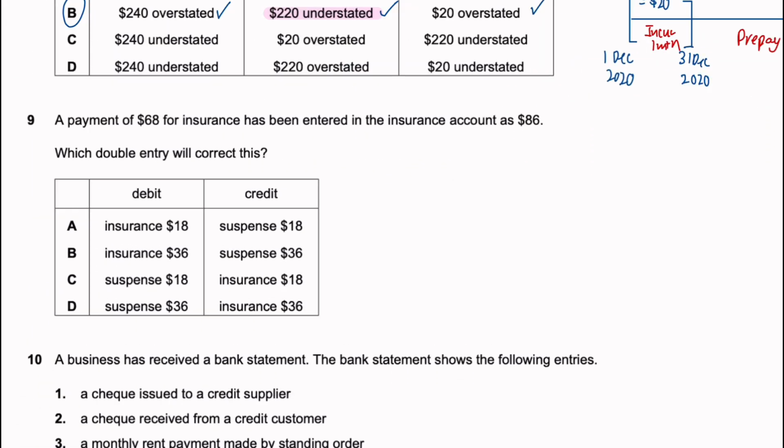Question 9. A payment of 68 for insurance has been entered in the insurance account as 86. So as you can see here, you overstated by 18.